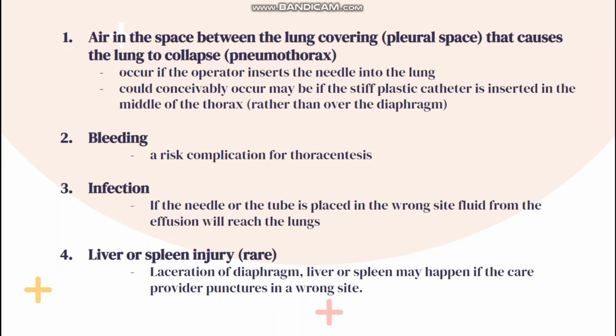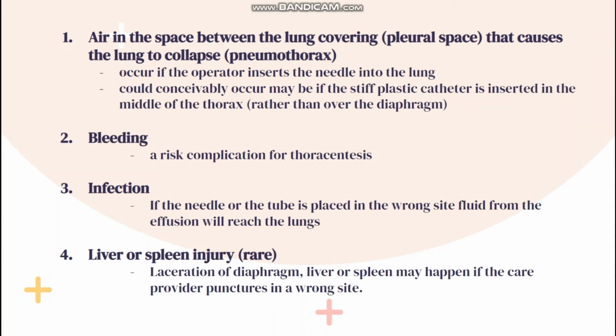First is pneumothorax. This may occur if the operator inserts the needle into the lung. Another way this could conceivably occur may be if the stiff plastic catheter is inserted in the middle of the thorax rather than over the diaphragm, forcing the lung to re-expand around the catheter.